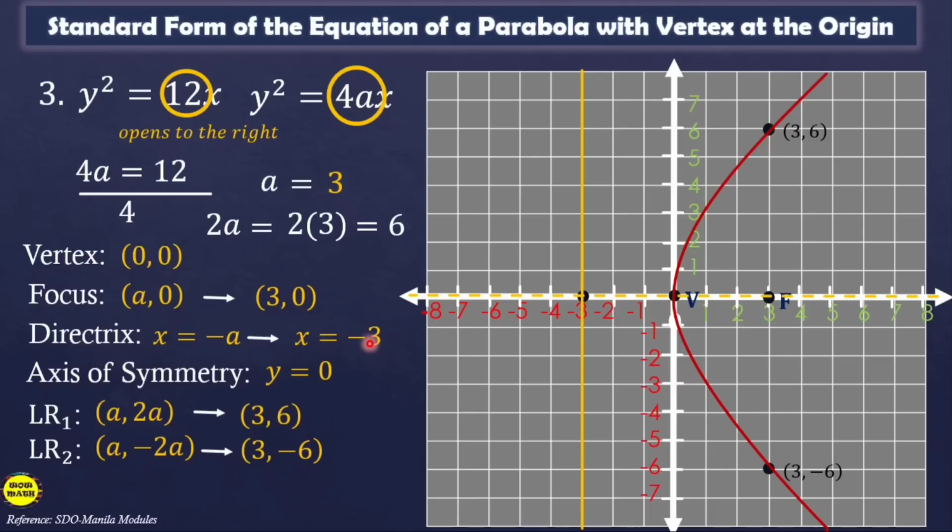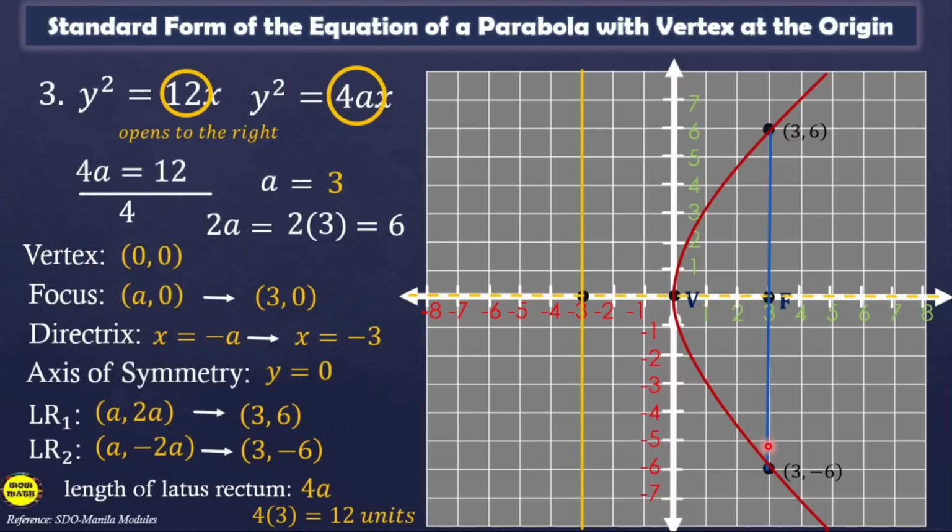And then, yung length ng latus rectum natin, the formula is 4a. A is equal to 3. So, 4 times 3, that is 12 units. Para ma-check, bilangin natin mula dun sa dulo ng endpoint natin at sa kabilang dulo. So, 1, 2, 3, 4, 5, 6, 7, 8, 9, 10, 11, 12. So, that is 12 units.